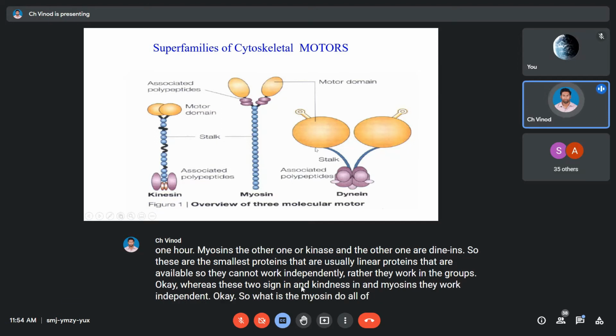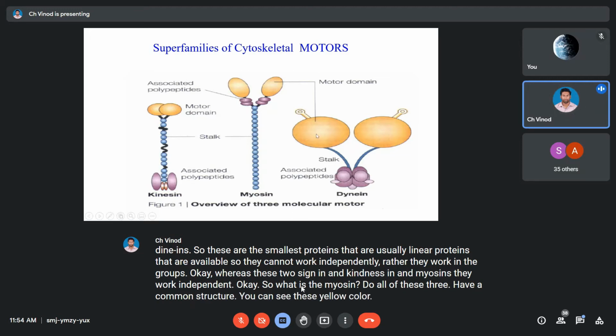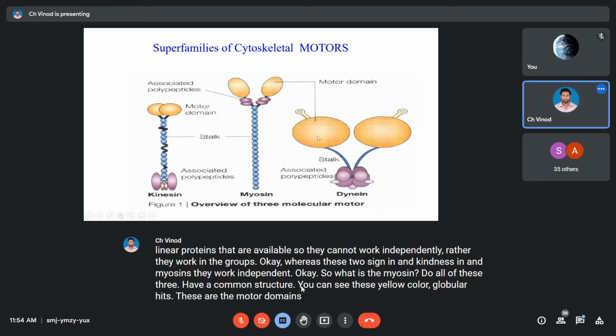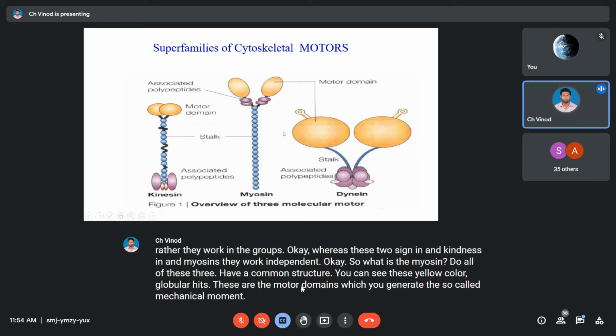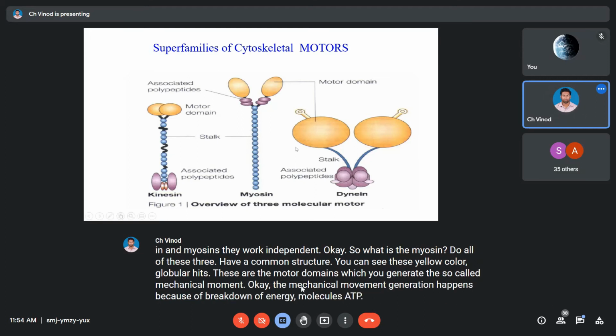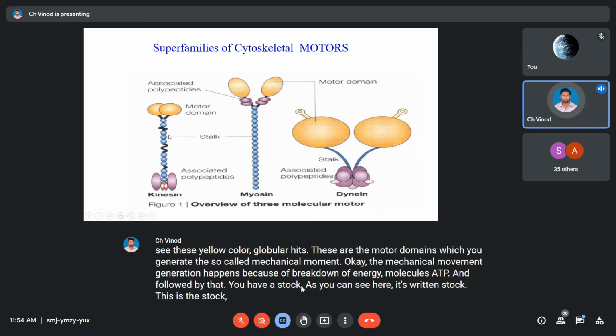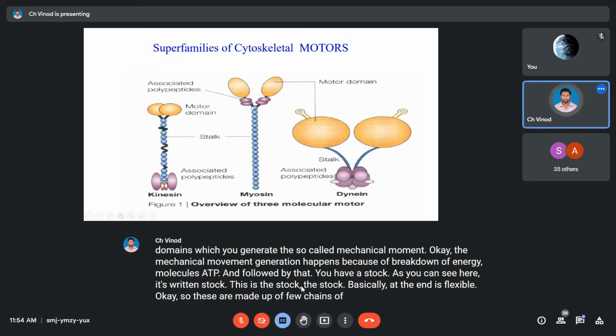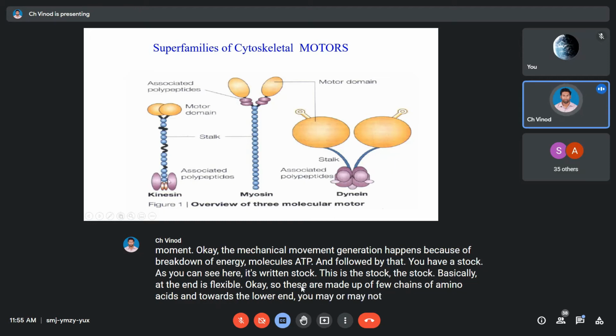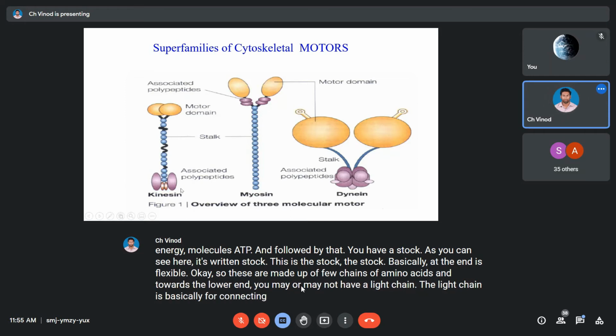All of these three have a common structure. You can see these yellow colored globular heads. These are the motor domains, which generate the so-called mechanical movement. The mechanical movement generation happens because of the breakdown of the energy molecule, ATP. And followed by that, you have a stalk. As you can see here, it's written stalk. The stalk basically at the end is flexible. These are made up of a few chains of amino acids. And towards the lower end, you may or may not have a light chain. The light chain is basically for connecting onto the so-called cargo or to any other structural element.